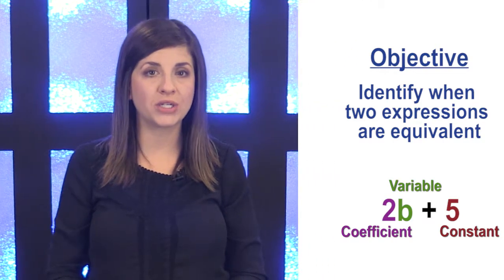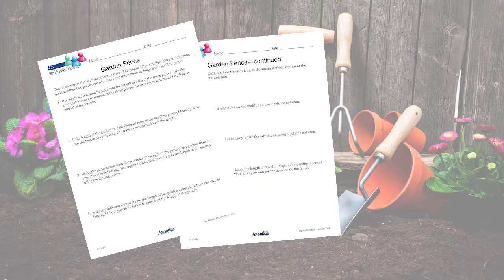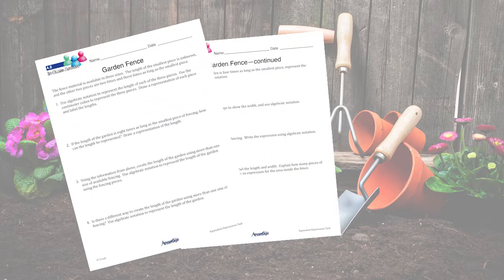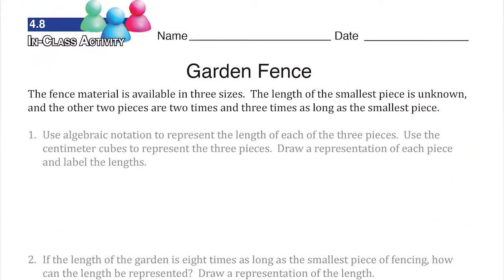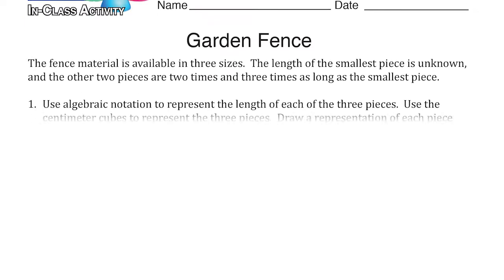can algebraic expressions. This task will help students write an expression to calculate the amount of fencing needed to enclose a rectangular garden. The fence material is available in 3 sizes. The length of the smallest piece is unknown, and the other 2 pieces are 2 times and 3 times as long as the smallest piece. There are multiple parts to this task. Let's look at part 1.